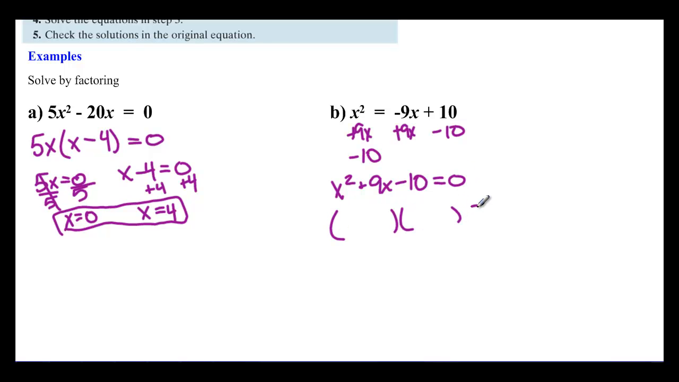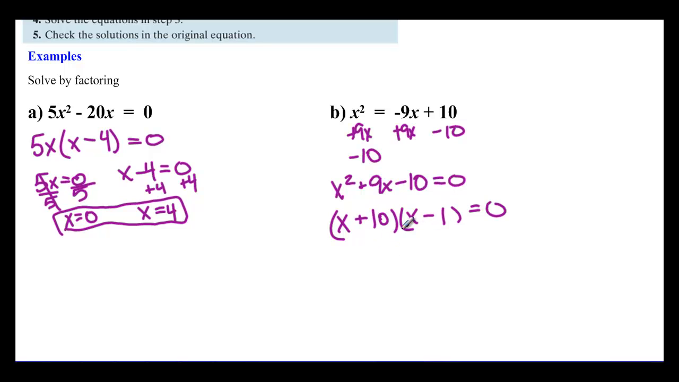Because there's just a 1 in front of the x squared, we know it's going to be x and x. We need to multiply to a negative 10, but add to a positive 9. So we know that 10 and 1 will work. We're going to have opposite signs to multiply to a negative. Because we're adding to a positive 9, the larger number has to be positive. So it's going to be plus 10 minus 1.